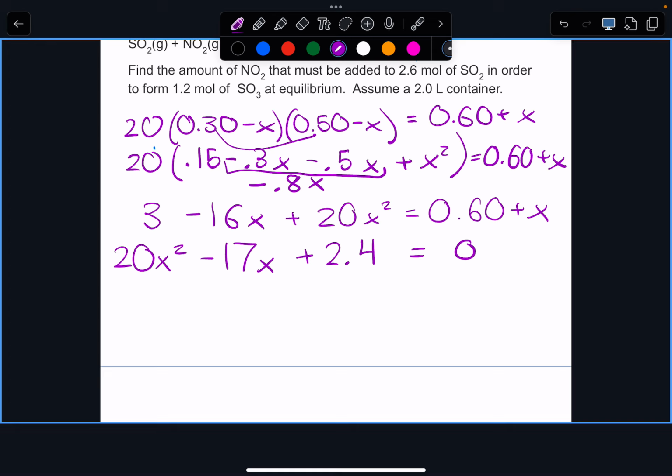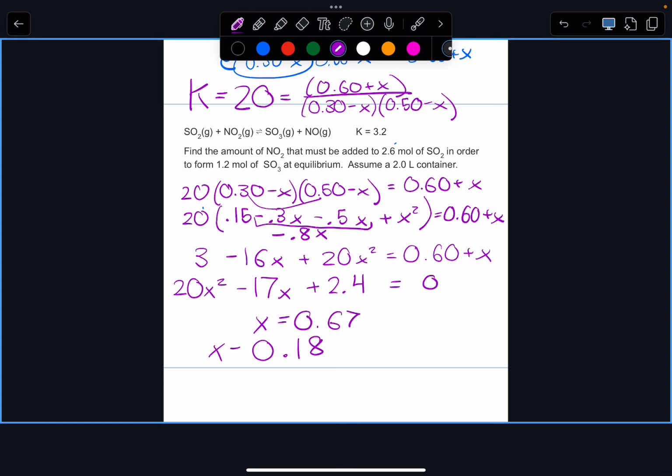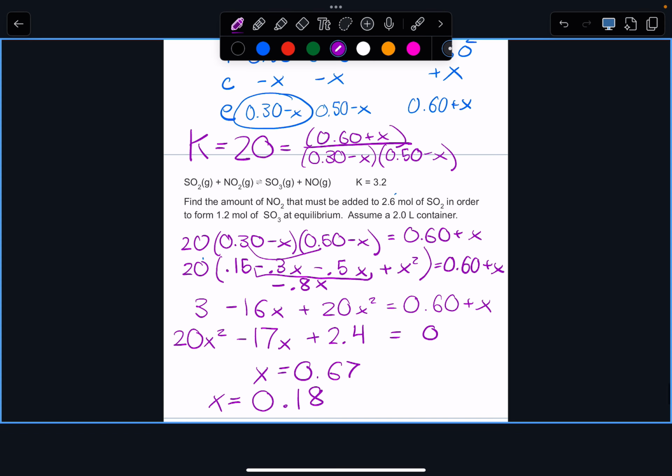Okay, so the x's here come out to be 0.67 and 0.18, because remember with a quadratic like this, you're going to get 2 results. And you have to decide which one actually is valid, which one makes sense. So I cannot use 0.67 molar when I only have 0.3 molar, right? The equilibrium amount is 0.3 minus x. Well, I can't use up 0.6, that doesn't make any sense, okay? So it has to be 0.18.